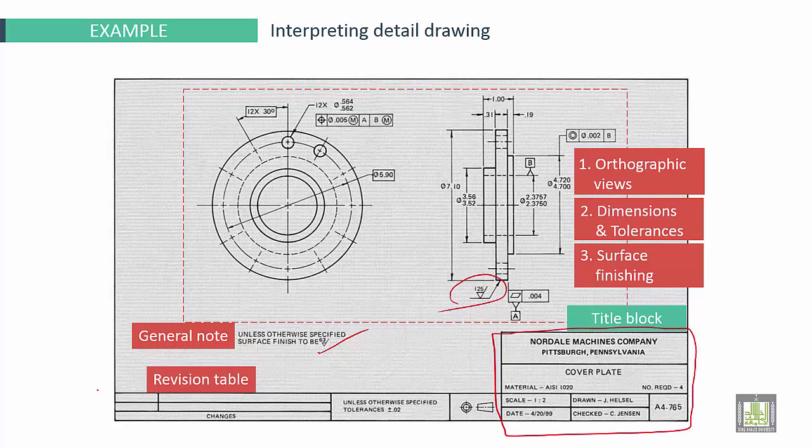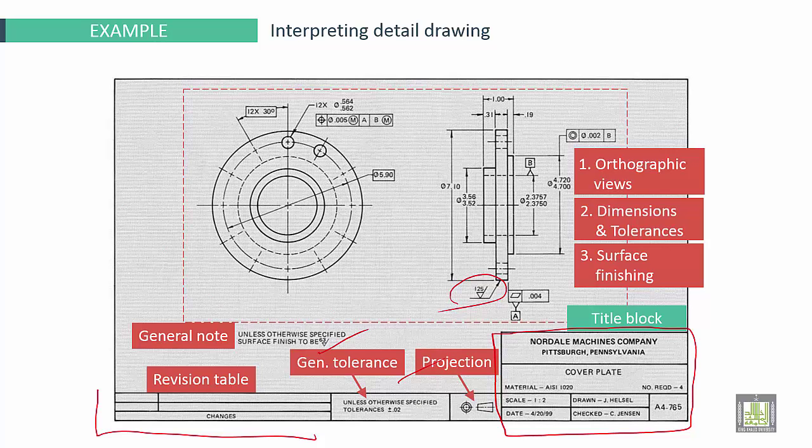Here we have the revision table. And here, general tolerances: unless otherwise specified, tolerance plus or minus 0.02. And here we have the projection.